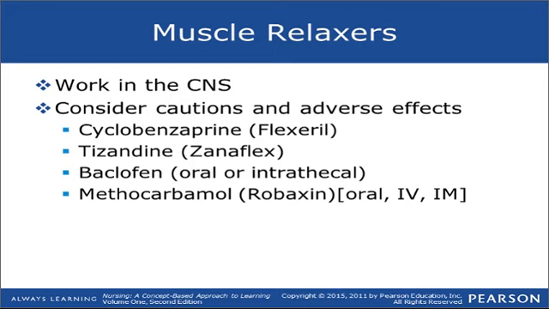And I made notes for you too, because the cyclobenzaprine and tizanidine are both oral only. Baclofen is oral, or it can be injected into the spine. Methocarbamol, Robaxin, can be oral, IV, or IM. You can find more information in your Karch, chapter 25. Remember, it works in the central nervous system, so there's caution if they have epilepsy, any cardiac dysfunction, hepatic or renal dysfunction.